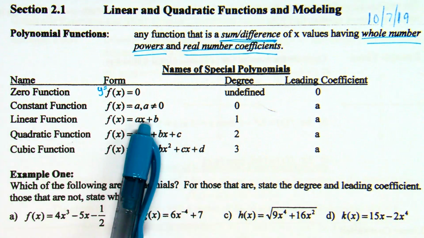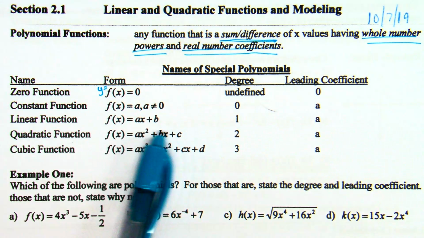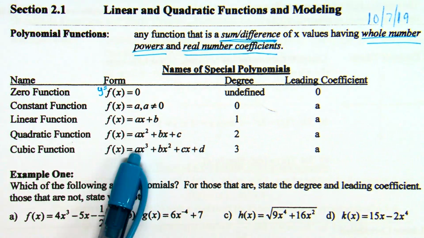Okay, B. g of x equals 6x to the negative 4th plus 7. Again, I want to know, first off, is this a polynomial? I don't know about the negative 4. Okay, she's not sure what to think about that negative 4. Anyone want to help her?